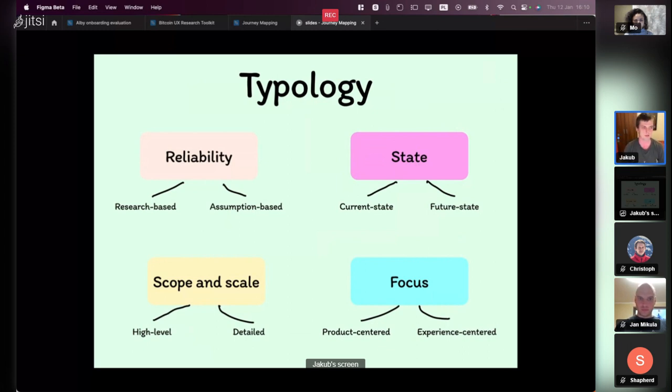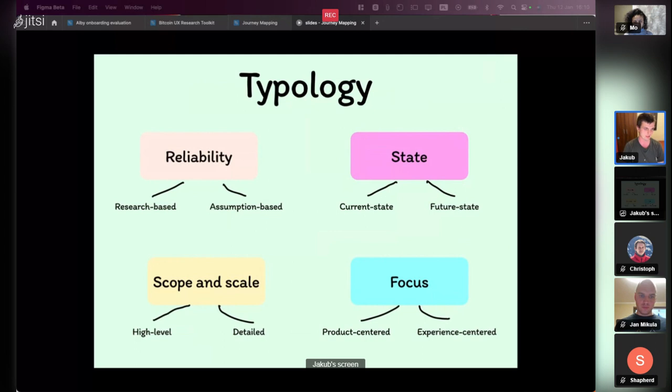And a future state map is a map that maps a potential experience that we may want our users to have. For example, we can come up with a map of the best non-custodial Bitcoin wallet experience that we may want to add to the Bitcoin Design Guide.